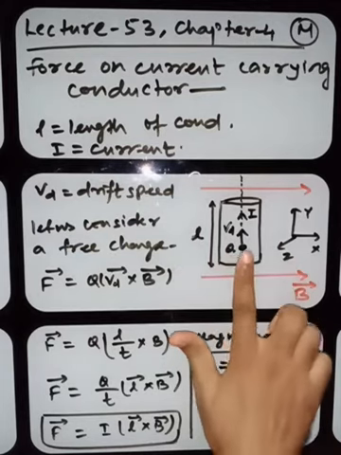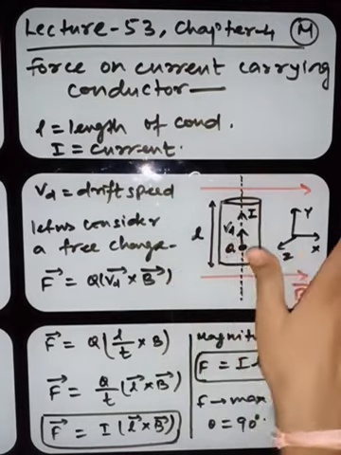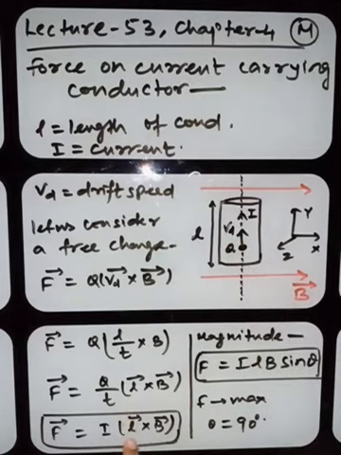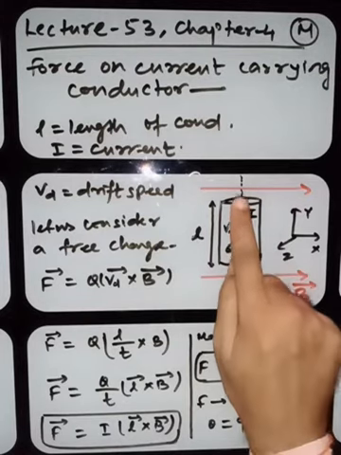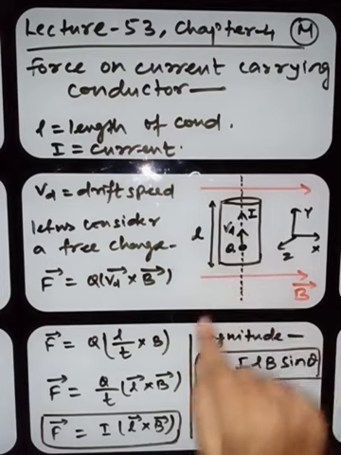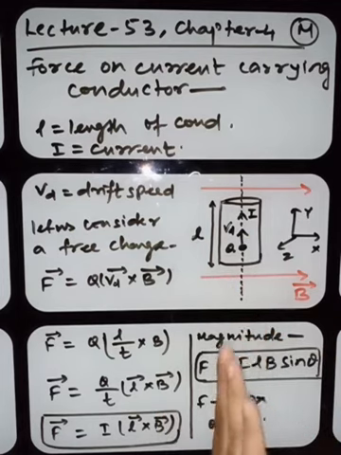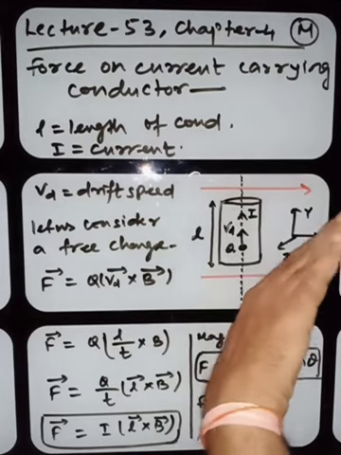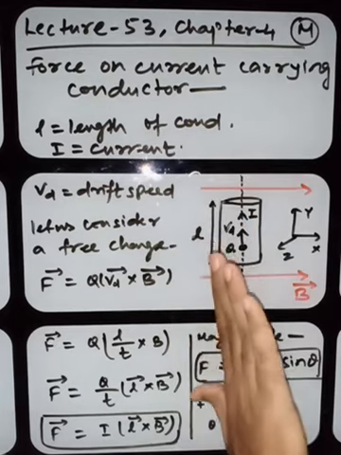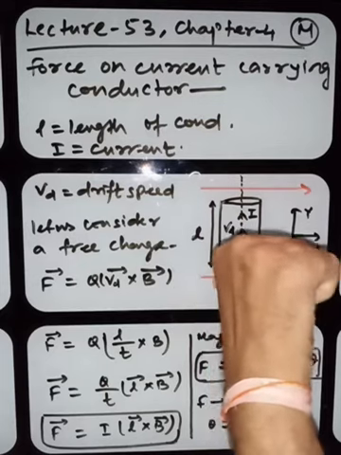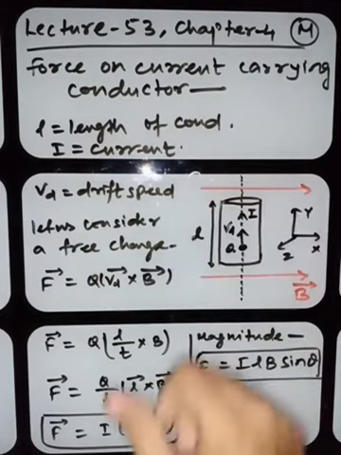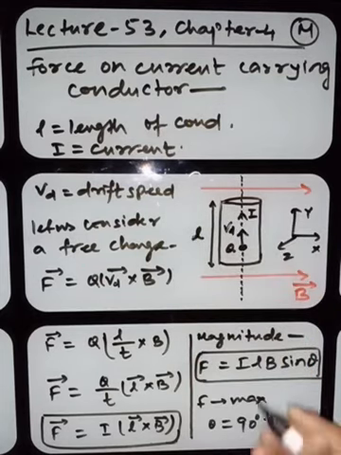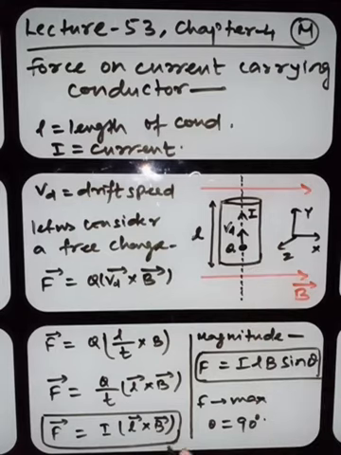If current is going in this direction, and this is the magnetic field, you have to find the direction of L. Remember, the direction of L is defined by the direction of I. Here the current is moving up, so the direction of L will be up, and the B is in this direction. So this is L, and this is B. So L cross B, your thumb is going down, so the force will be here.